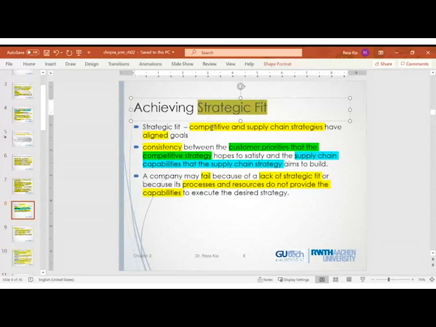And how can we try to remove that lack of strategic fit? Just try to improve the supply chain capability. How can we improve the supply chain capability? By restructuring the design of our supply chain. So by redesigning the supply chain, the capability could be improved, and then that could be matched with our customer strategy.